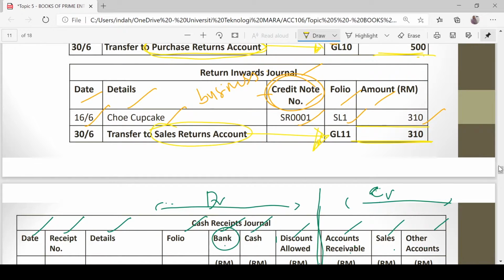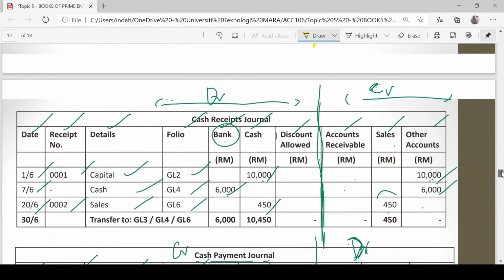What about the cash payment and cash receipt journal? Whatever amount you receive for the bank, you total it up. Similarly for cash, this is the total amount received. If you have here cash and sales, you total everything at the end of the month, and then you transfer to GL3, GL4, GL6.